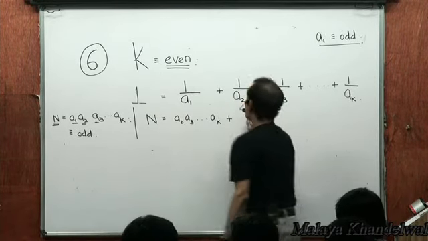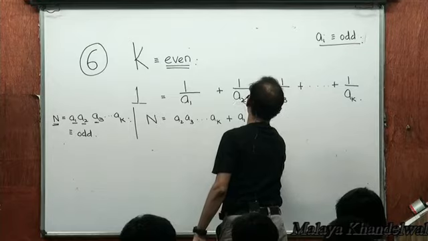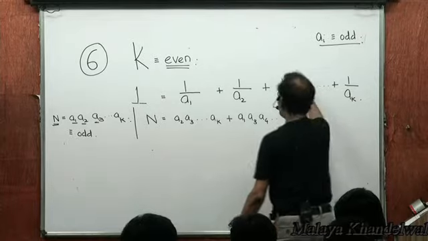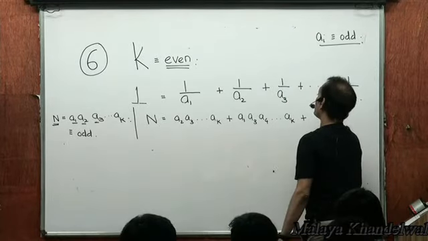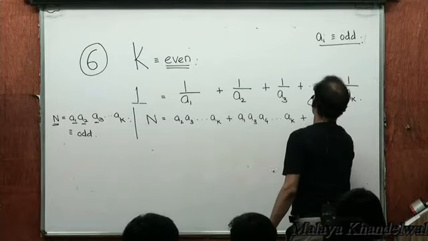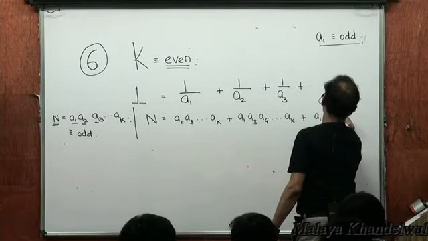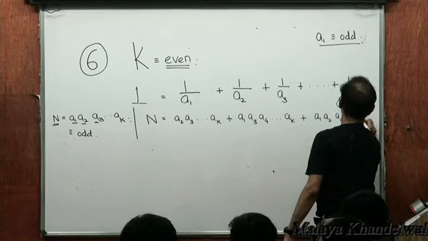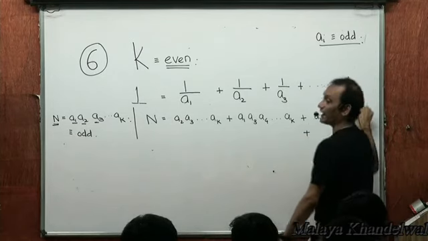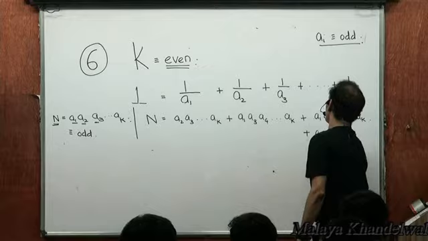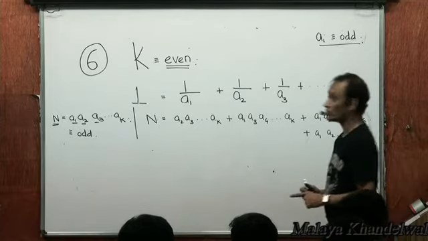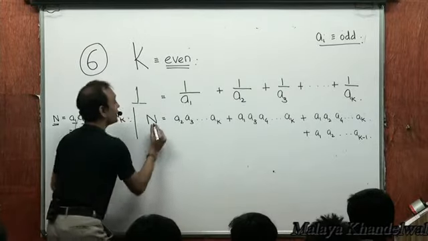N divided by A2 would be A1, A3, A4, up to AK. N divided by A3 would be, again, A1, A2, A4, etc., up to AK. And the last number would be n divided by AK, which would be A1, A2, up to AK minus 1. Yes or no? Now, n is odd.